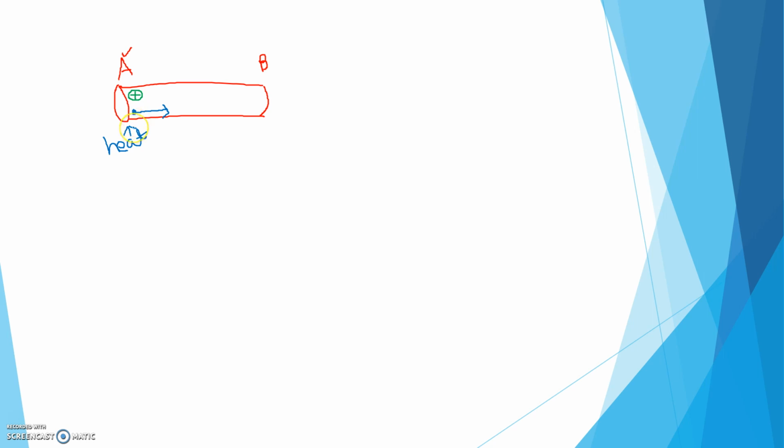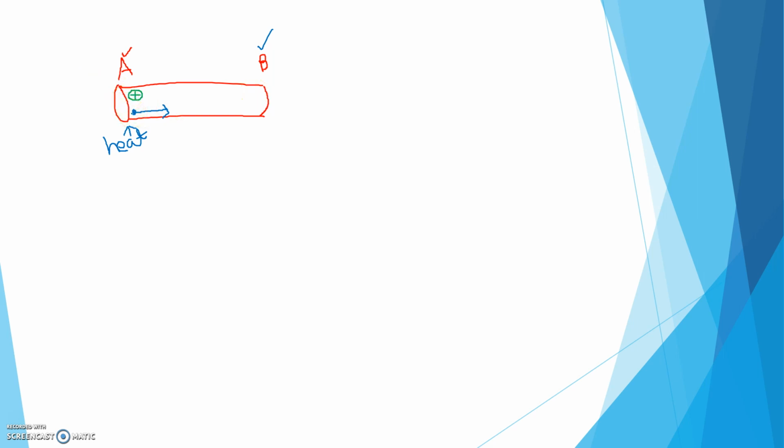But electrons are very light in weight, right? So they will get very high kinetic energy and they can move. Okay, so what will happen? See, as at the B end we are not providing any heat, so we can say B is a comparatively cooler region compared to the A end, right?